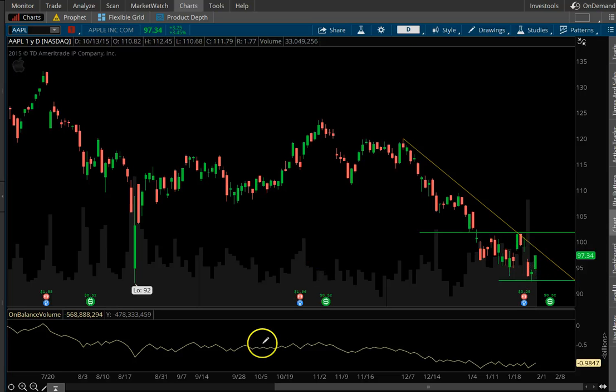Now, in our next video, we're going to start introducing indicators. What the indicators are going to do is confirm for us what we're seeing on the charts and give us a little more confidence on how to take the trade.